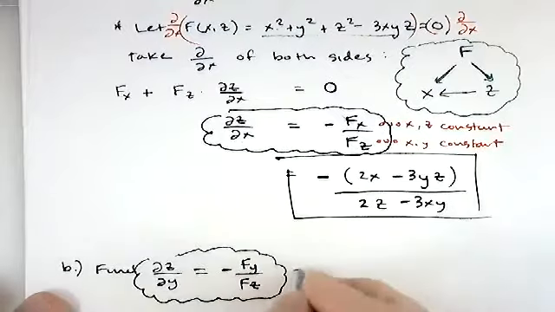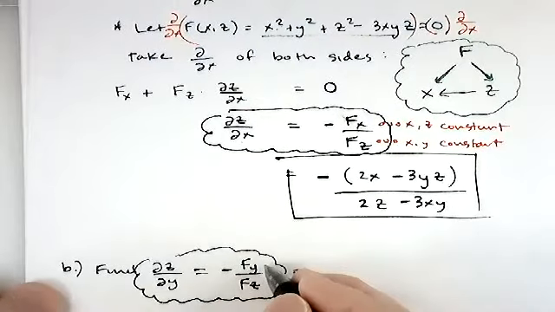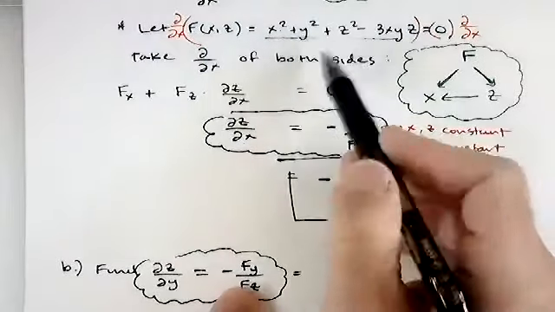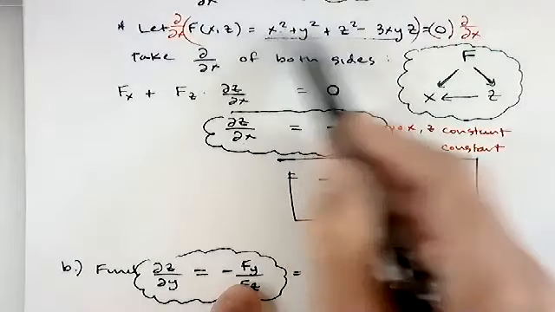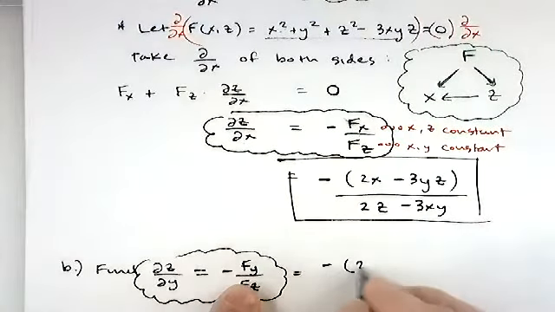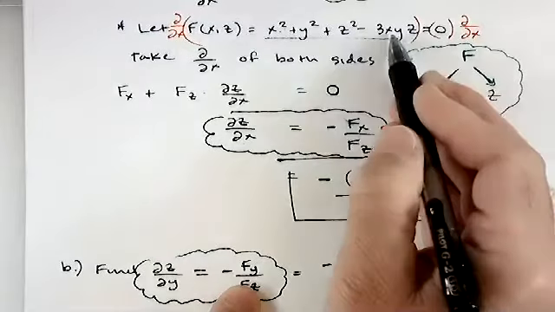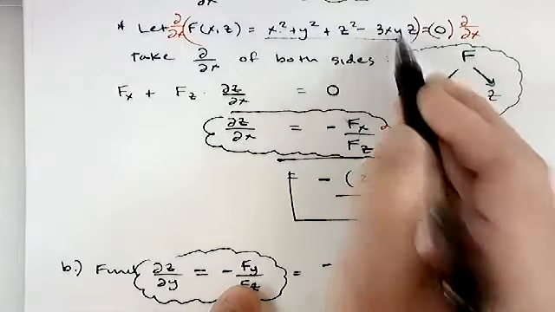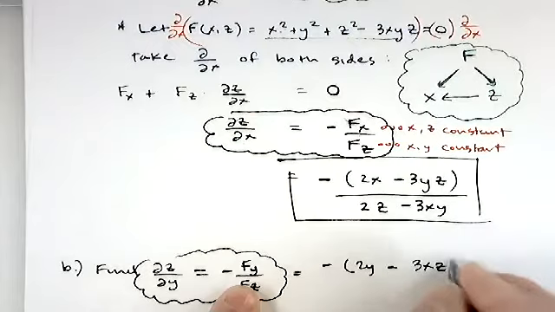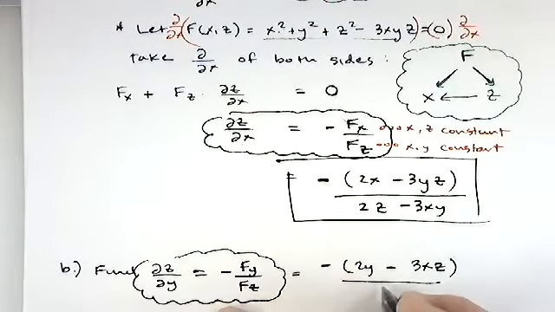And so you would just get, for f sub y, I'd be treating x and z as constants, so it'd be negative 2y minus 3xz, because x and z are constants, over f sub z, which would be 2z minus 3xy. We just did that right there.